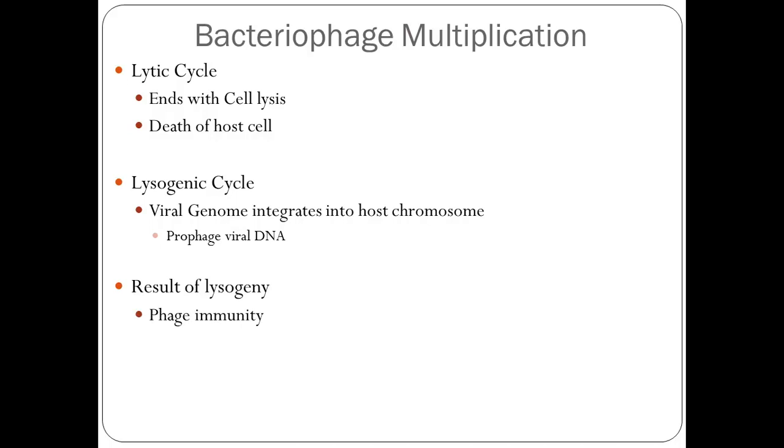Phage immunity. The host is immune to a phage of the same type. So if I was infected with phage A, I am now immune to phage A. However, if phage C came along, I am no longer immune to phage C, so it can affect me. Phage conversion is when the host receives new properties, and we see this in Clostridium diphtheriae.